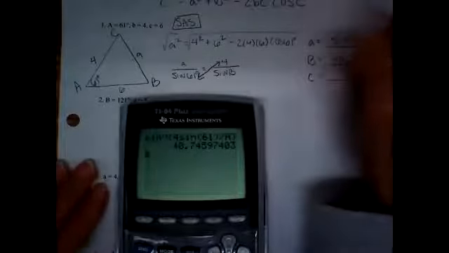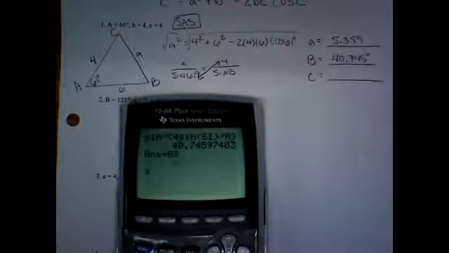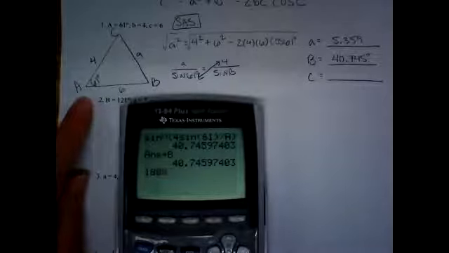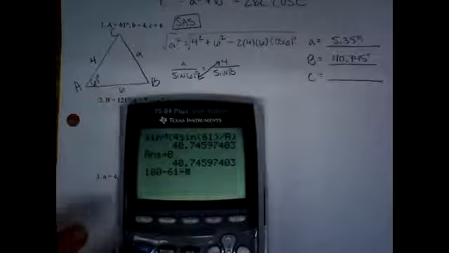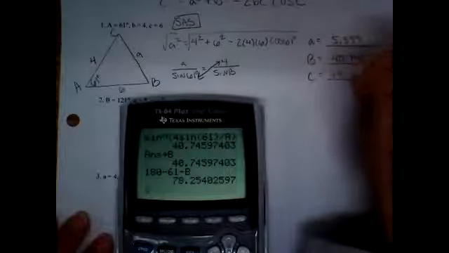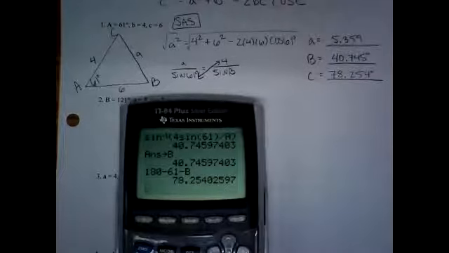Me too, sweet, 40.745 degrees. Hurry, capture it before it gets away. Store alpha B, enter. And then for the last angle, you don't have to do any work, just subtract the other two from 180. So it's 180 minus 61 minus alpha B, and that will give you what's left. And it should be bigger than the other one because you're finding them smallest to biggest. I got 78.25. Okay, thank you for confirmation.